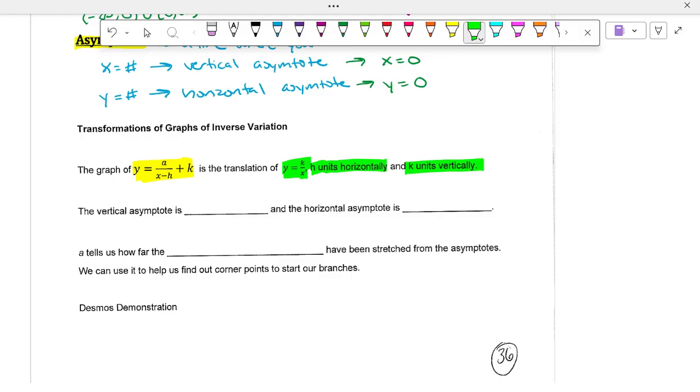All right, so the vertical asymptote is always going to be x minus h equal to 0. So if you solve for h, all right, so in other words, it would be when h is equal to 0.